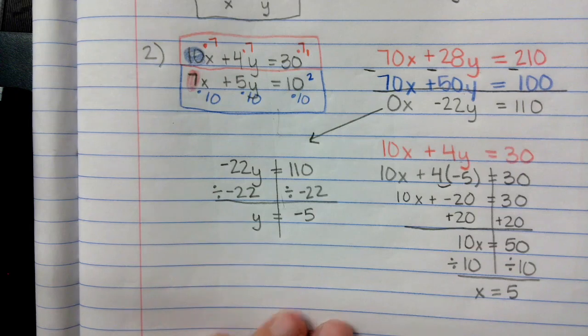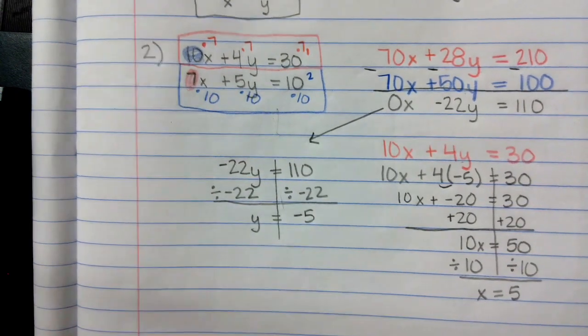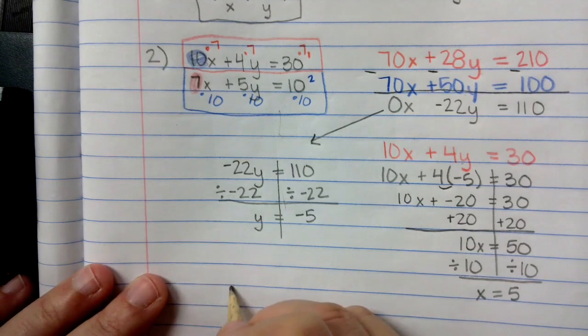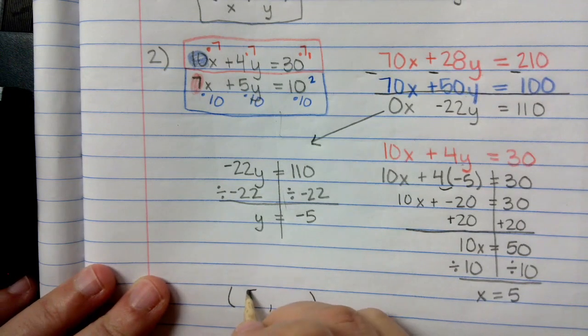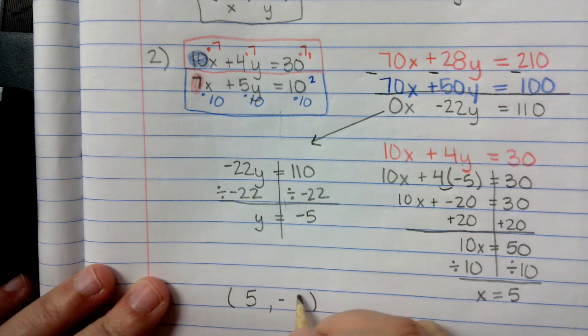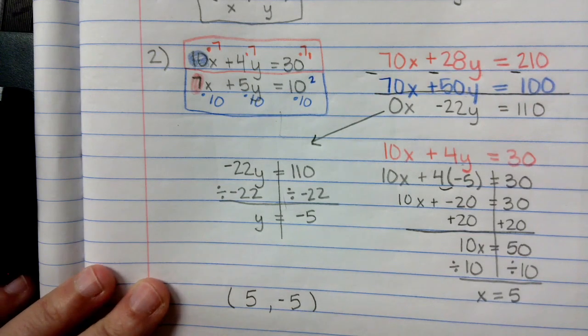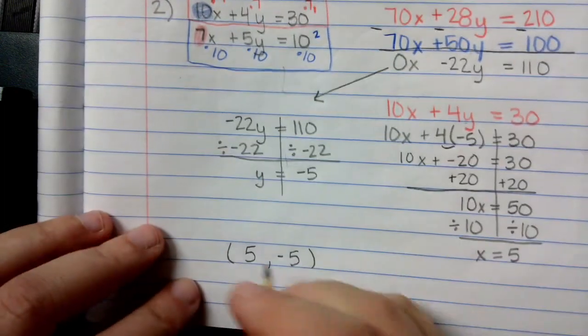So now for our last step. Last step is to put it in our ordered pair. X, 5, negative 5. Why are we choosing to put 5 first? Because it's x. Good, because it's x.